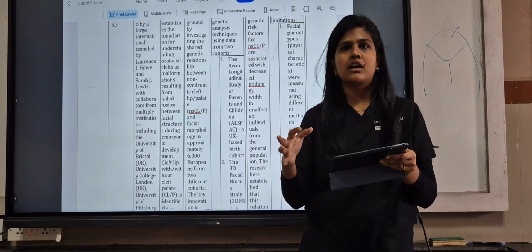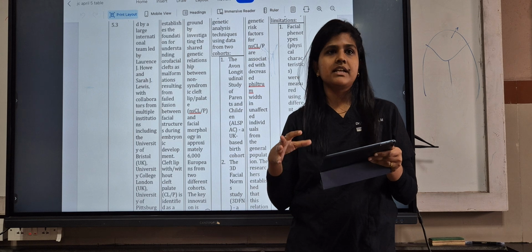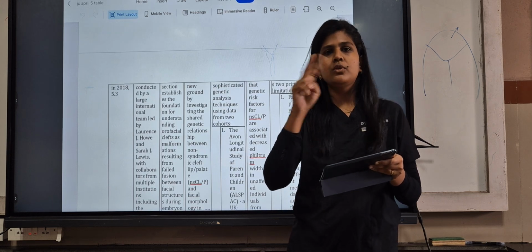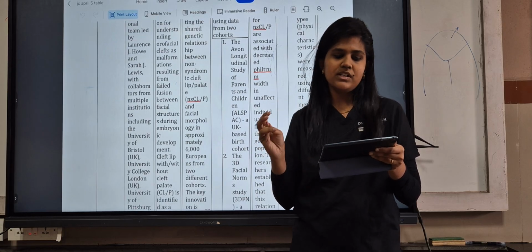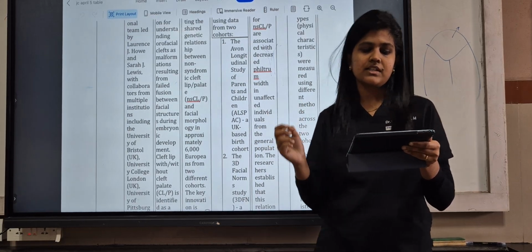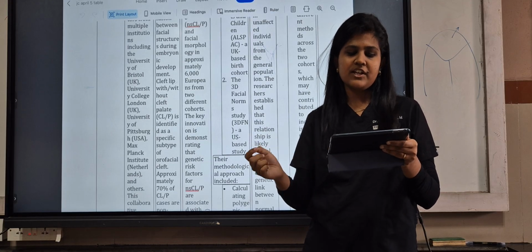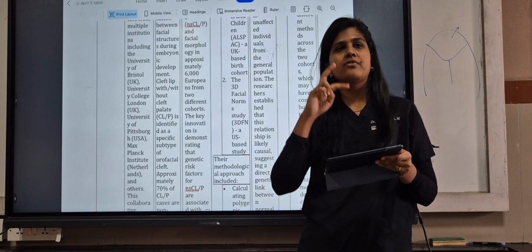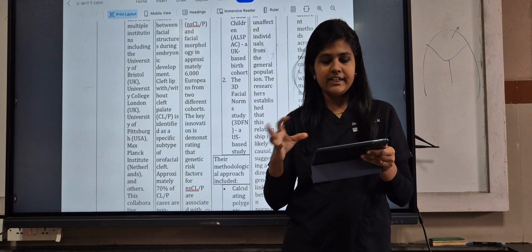They took around 6,000 European individuals from a database of facial morphology structures. They took them from two studies: the Avon Longitudinal Study of Parents and Children, the ALSPAC, a UK-based birth cohort study, and the 3D Facial Norms study, the 3D-FN, a US-based study. From these two studies, they got around 6,000 data.